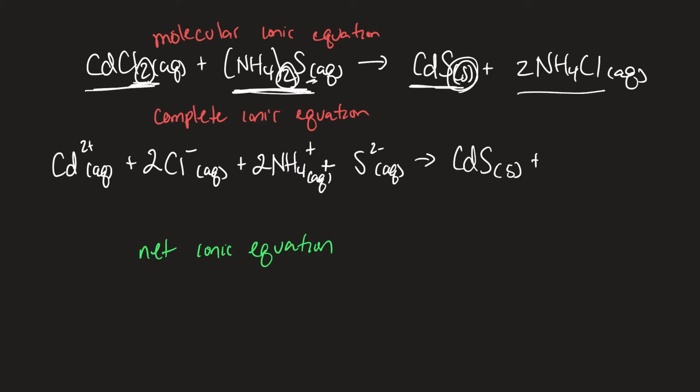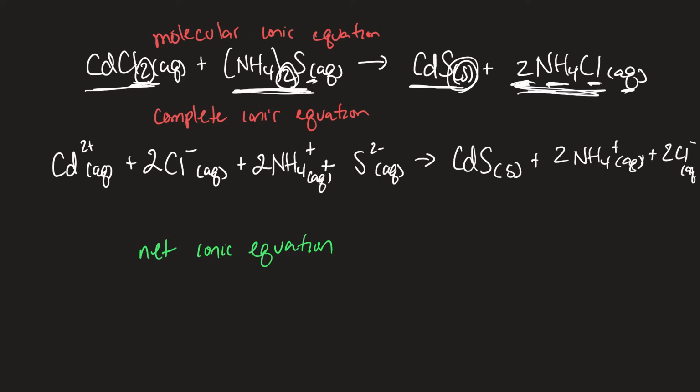Plus, here's our compound, it's aqueous, so we're going to break this up. We notice that we have 2 ammoniums, so I'm going to write 2 NH4 plus aqueous, plus there are still 2 chlorides, so 2 Cl negative aqueous. So this is our complete ionic equation.